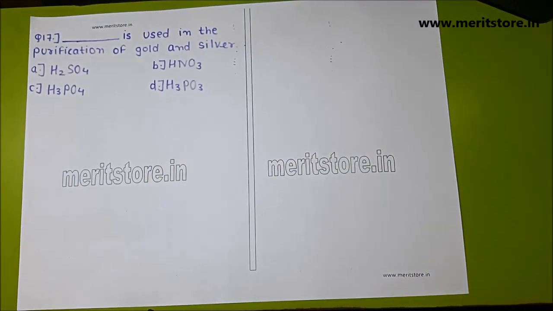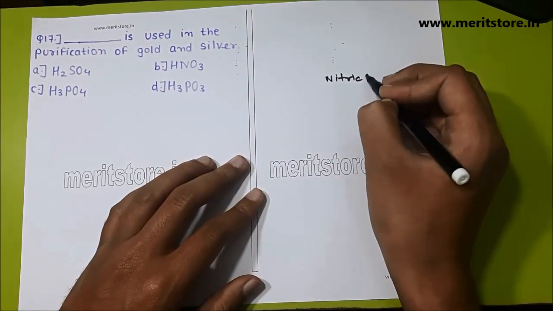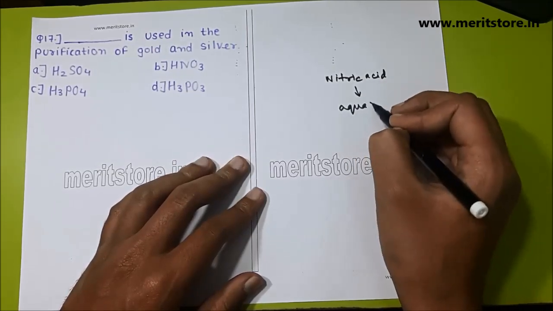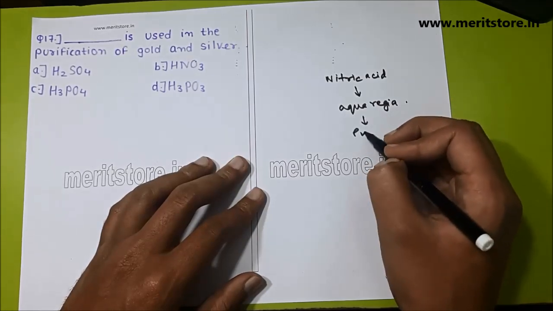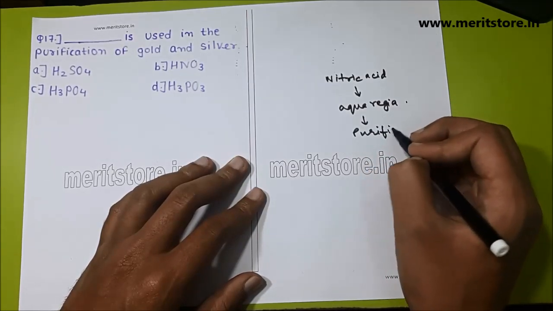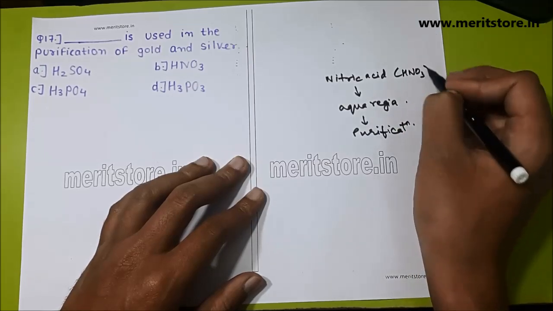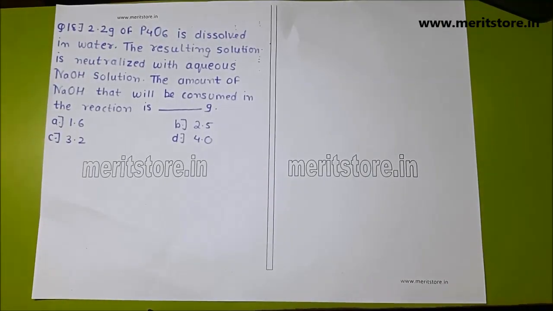17. Dash is used in purification of gold and silver. A H2SO4, B HNO3, C H3PO4, D H3PO3. Nitric acid is used in preparation of aqua regia, which is used in purification of gold and silver. So HNO3, which is nitric acid, is the correct option.